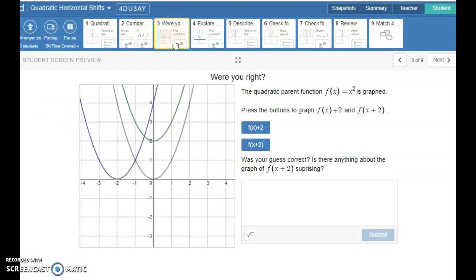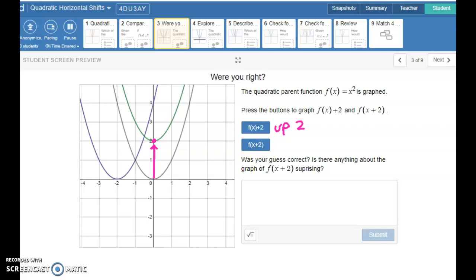Okay, slide number 3. In this one they gave you the two equations that we were just talking about, and you can graph them. So remember, when the 2 is on the outside of the parentheses, it goes up 2. So that's what this one did. It went up 2, right? So this one goes up 2. And then if you press the other button, what does that one do? So let's press it.